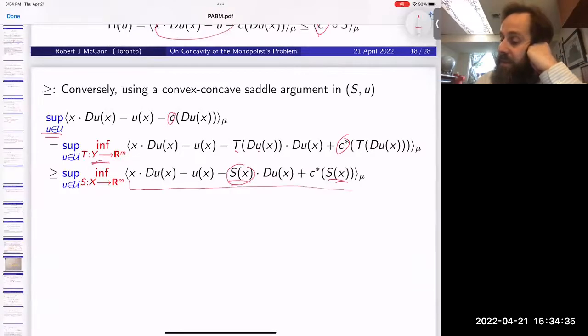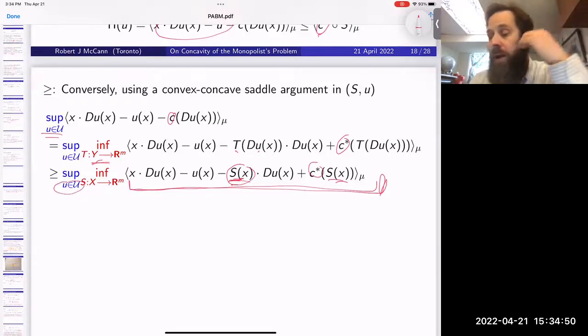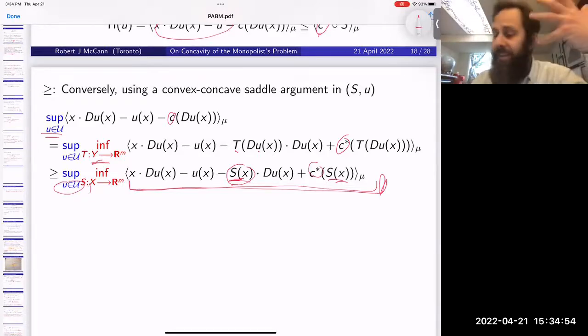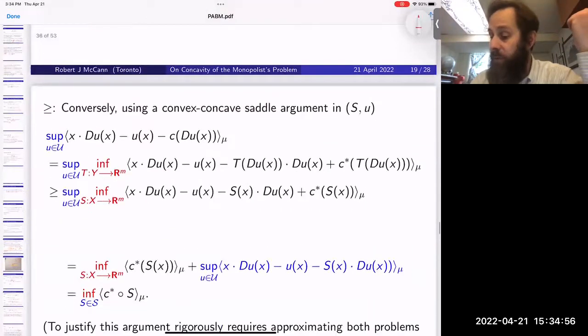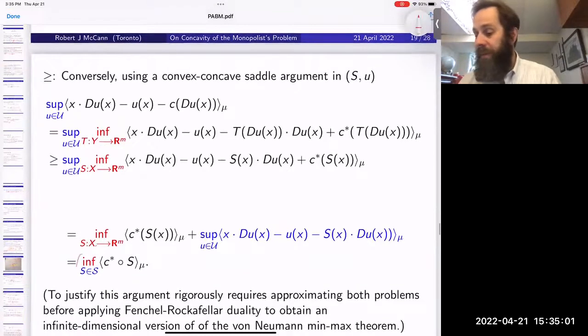I can always do that, giving an inequality, but because the thing that I'm trying to find the saddle point of is a convex function of S, because C star is convex, and a linear function of U, von Neumann's minimax principle says that if there's enough compactness, I can interchange the inf and the sup without producing a gap. And after you interchange the order of the inf and the sup, you get the dual problem out.